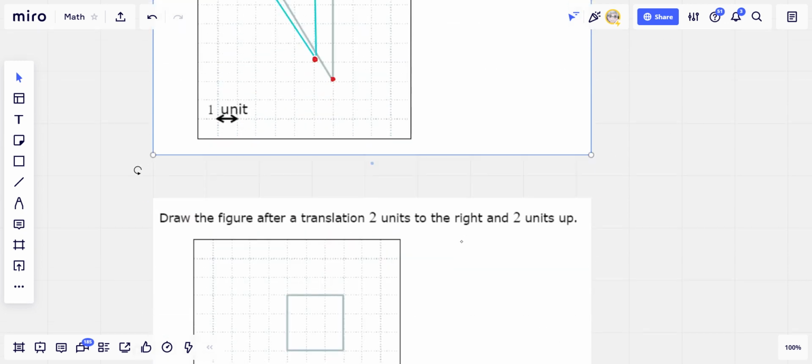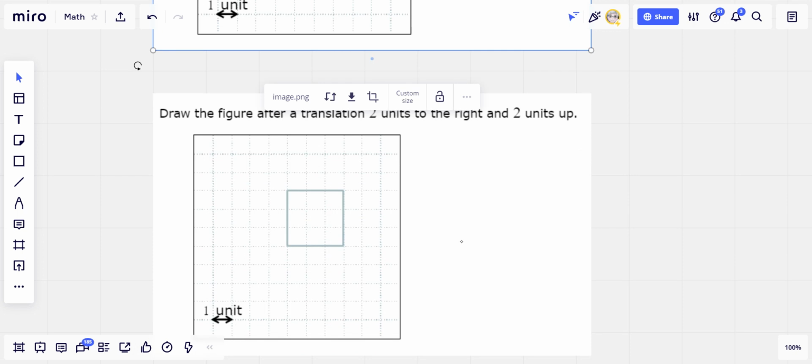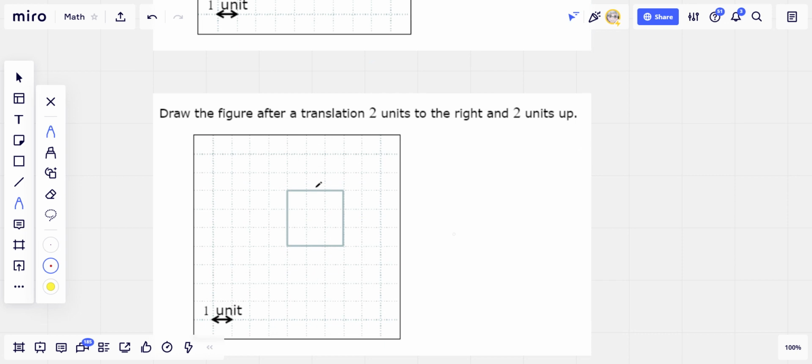Let's try another one. All right, so this time we have a square, but the approach is going to be exactly the same. We're going to look at those endpoints, those vertices of the square, the corners, and then translate them. So we wanted to go two units to the right this time and two units up. So if I start here and I go two units to the right and two units up, that one would be there.